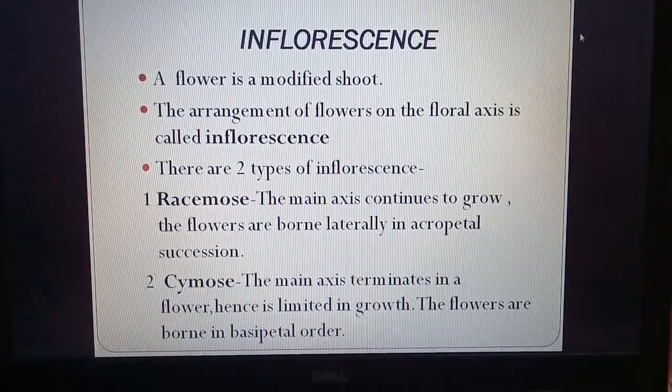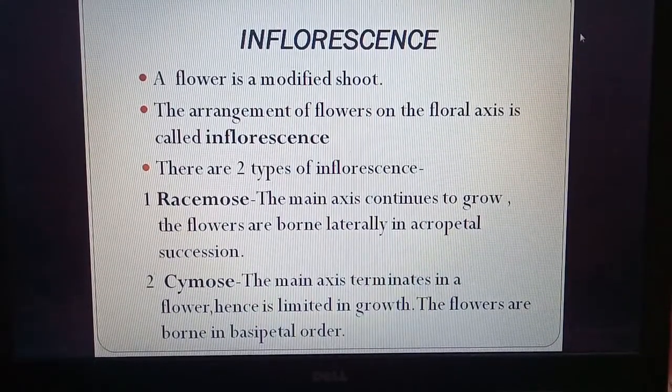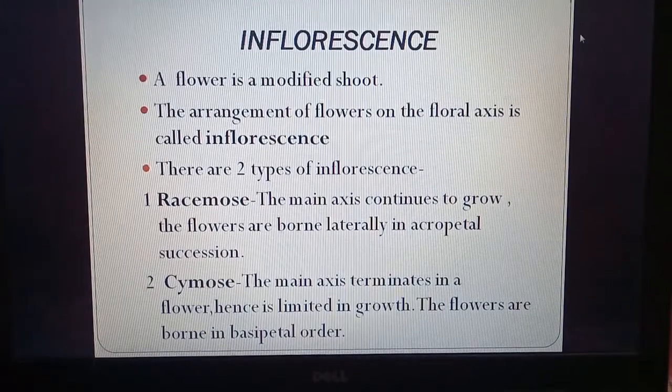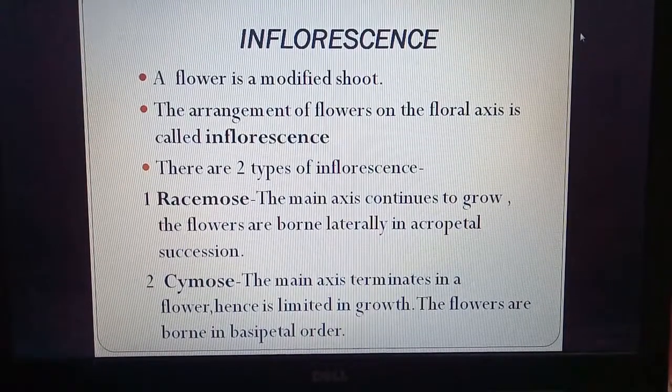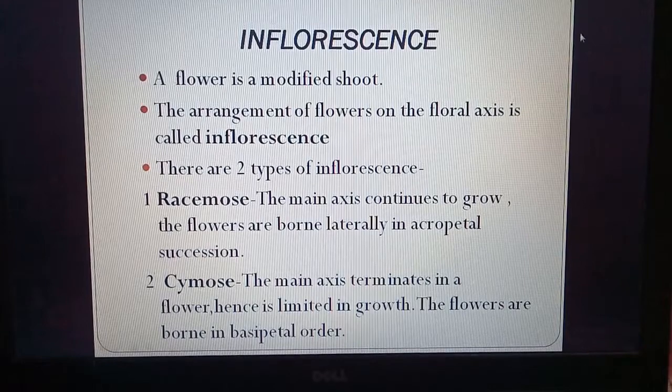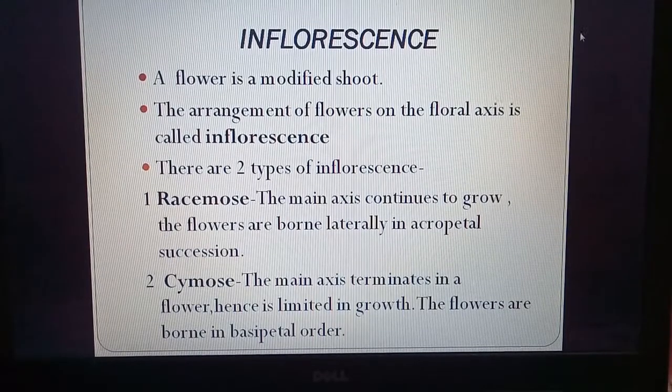So what is inflorescence? It is the arrangement of flowers on an axis or a long part which has many flowers. It is called inflorescence. So the flowers can be arranged in two types.